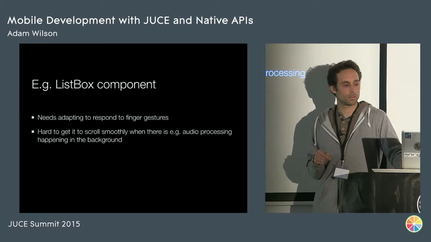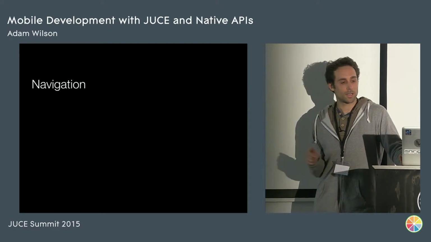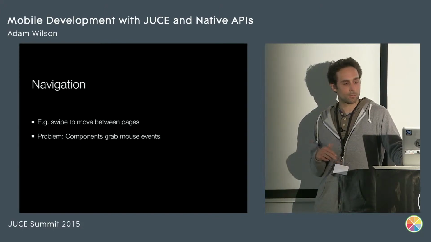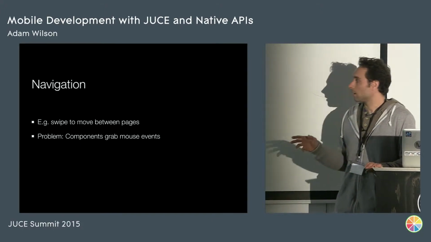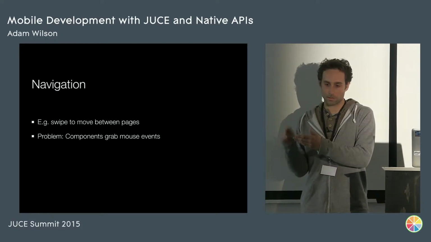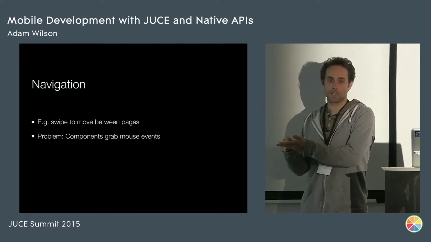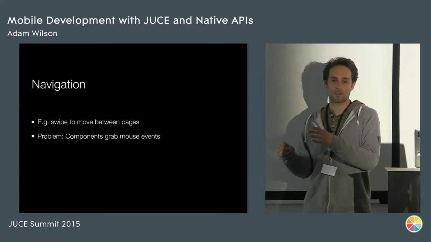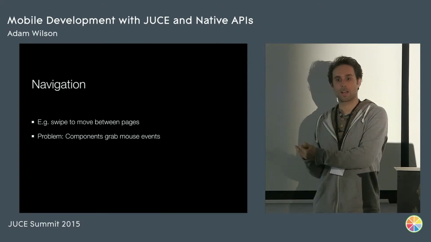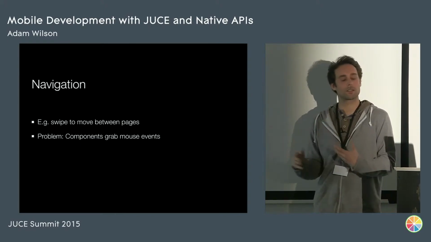Also with navigation, as I mentioned, swiping between pages, there's a problem in that JUCE components will grab mouse events. So if you touch a component and you've got a parent component that's trying to listen for a gesture, it's going to consume that touch and you won't get the effect that you're looking for.